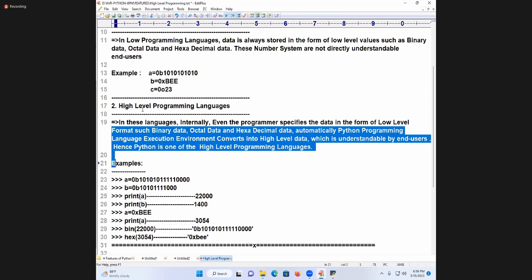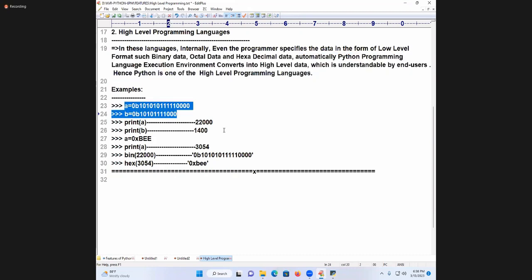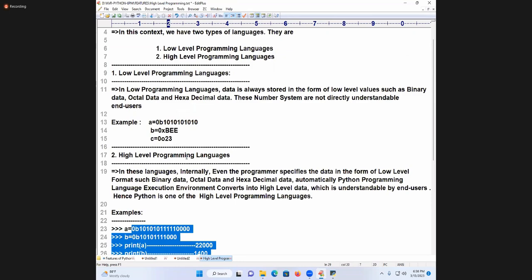See, students, I represented binary data and printed A and B. I represented hexadecimal, I printed it, and I printed the binary of that and the hex of that. Don't worry about this example, I will explain it. So Python is which language? Right. Some people will describe a high level language like this also. What will they say?